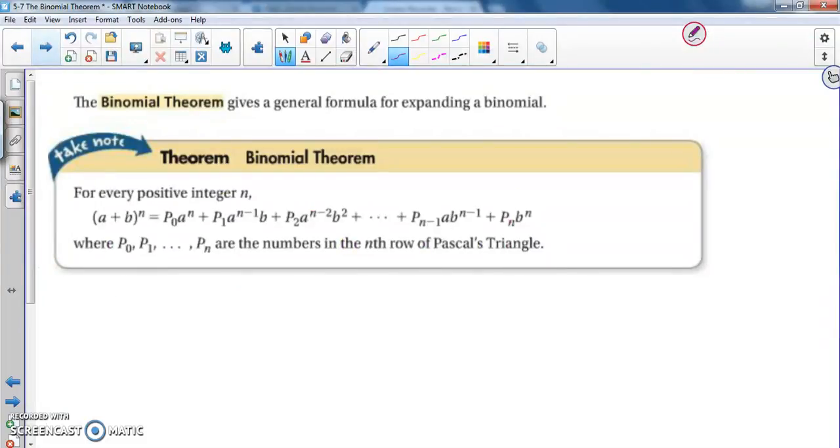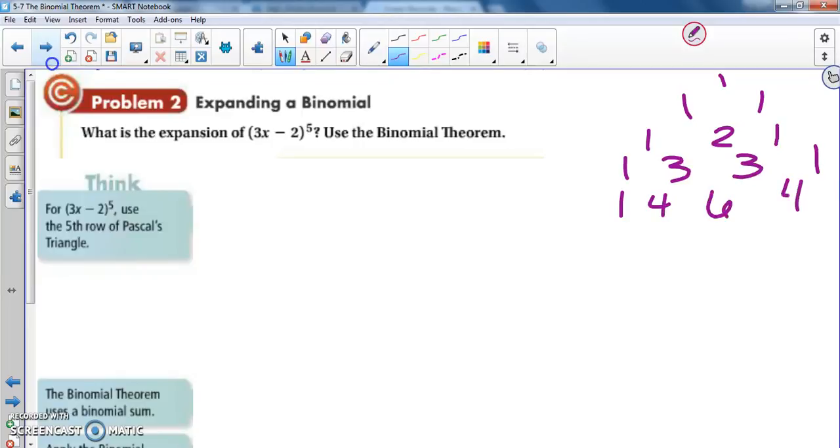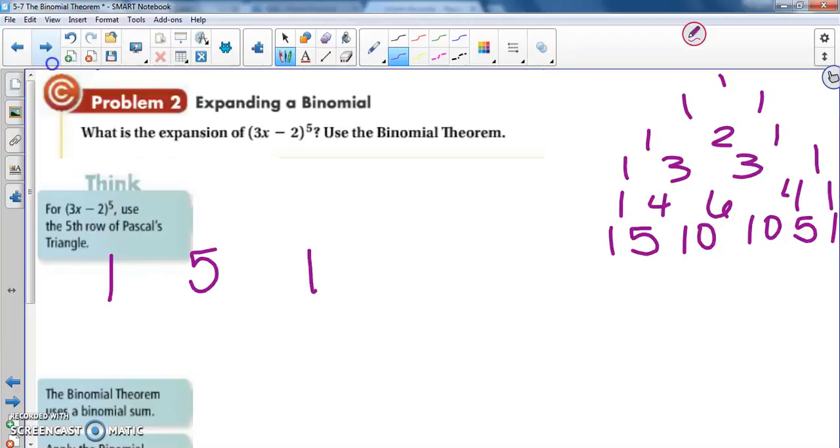So the binomial theorem gives us a general formula for expanding binomials. For every positive integer n, a binomial raised to that power is what we just did using Pascal's triangle. Let's expand this binomial as well. We are going to use the 5th row of Pascal's triangle. So 1, 1, 1, 1, 2, 1, 1, 3, 3, 1, 1, 4, 6, 4, 1, 1, 5, 10, 10, 5, 1 would be our 5th row for coefficients. 1, 5, 10, 10, 5, 1.